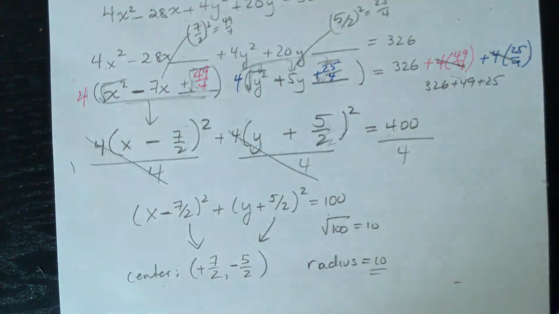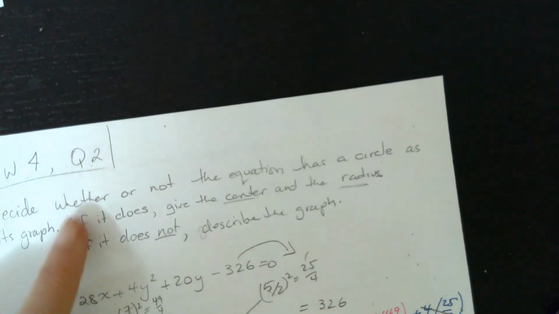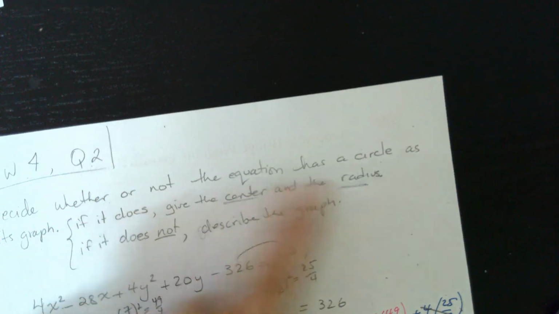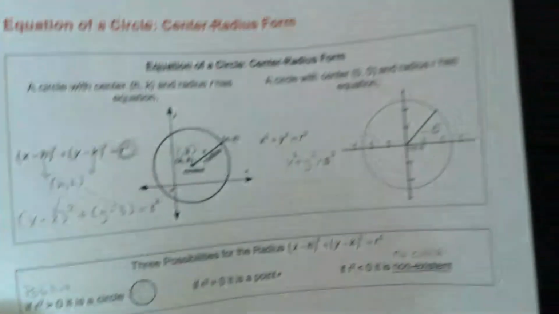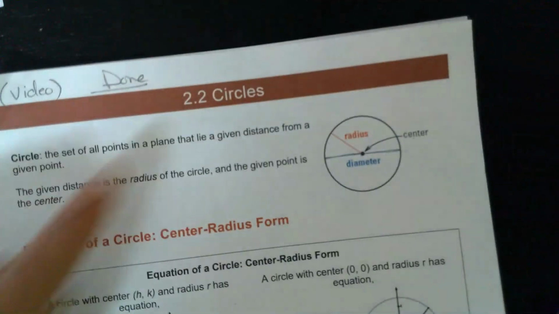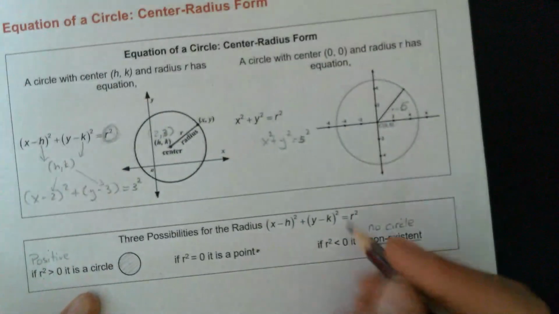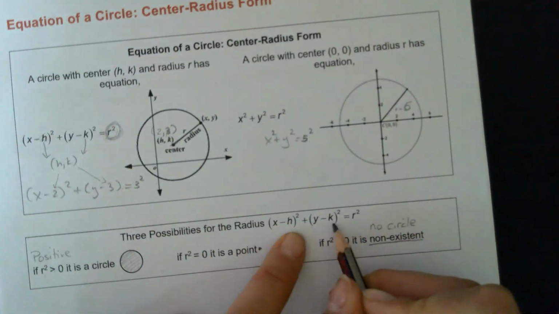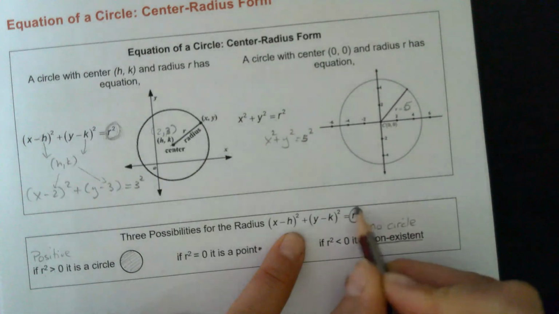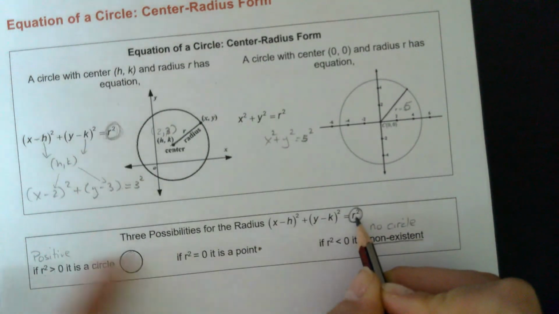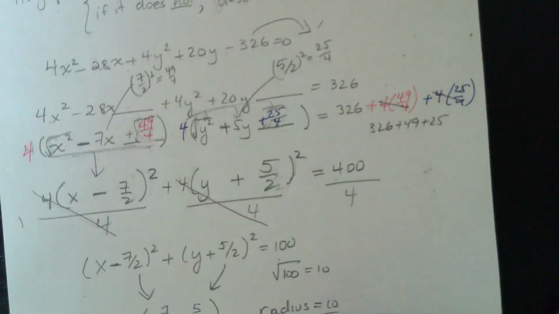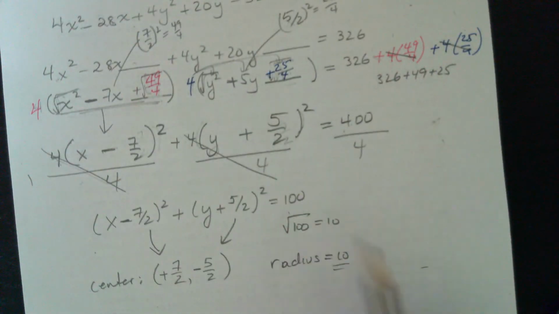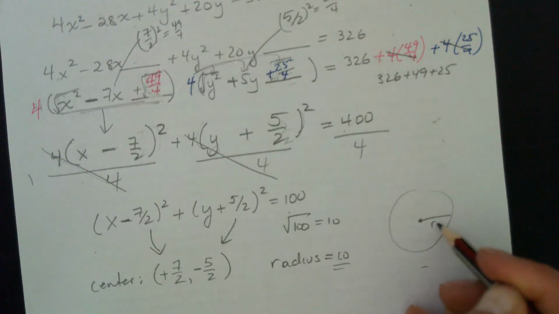Now the question did say, decide if the equation has a circle. Now you go, what on earth is she talking about? So what that means is this is like page 1 of circles. So if I put it into my center radius form, and this number here is a positive number, it means you're going to have a circle. So because we have a radius of 10, we have a circle where the radius equals 10.